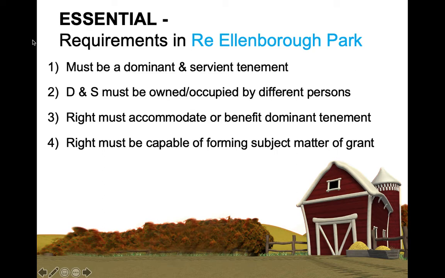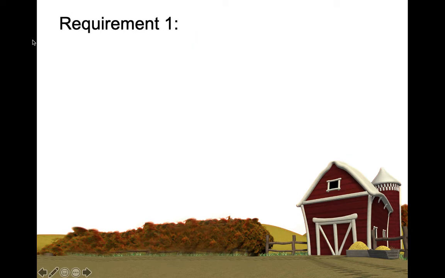So we'll run through each of these in turn and I can explain them hopefully better using some visual prompts too. So the first requirement being that there should be a dominant and a servient piece of land.